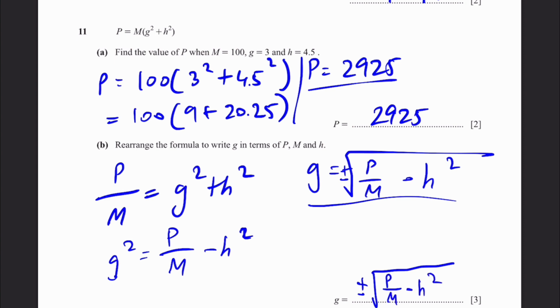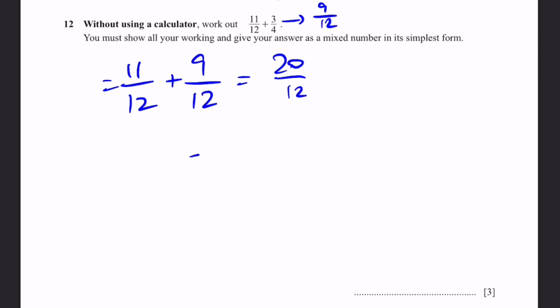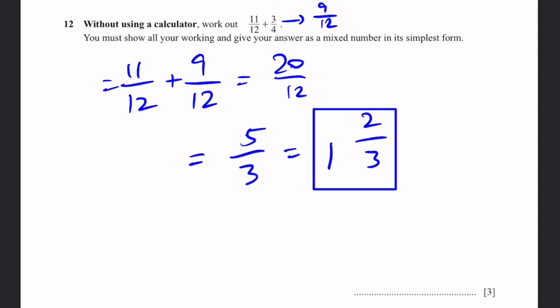Let's go to question 12. Without using a calculator, work out 11 by 12 plus 3 by 4. You must show all your working and give your answer as a mixed number in simplest form. So 3 by 4 can be written as 9 by 12. So 11 by 12 plus 9 by 12 will be the equivalent. So 20 by 12. 20 by 12 is equal to 5 by 3 when simplified, which is 1 and 2 by 3. That's all you have to do. And to be honest with you, I don't know why this is 3 marks, because this is like a 4th grade question. That's the answer.